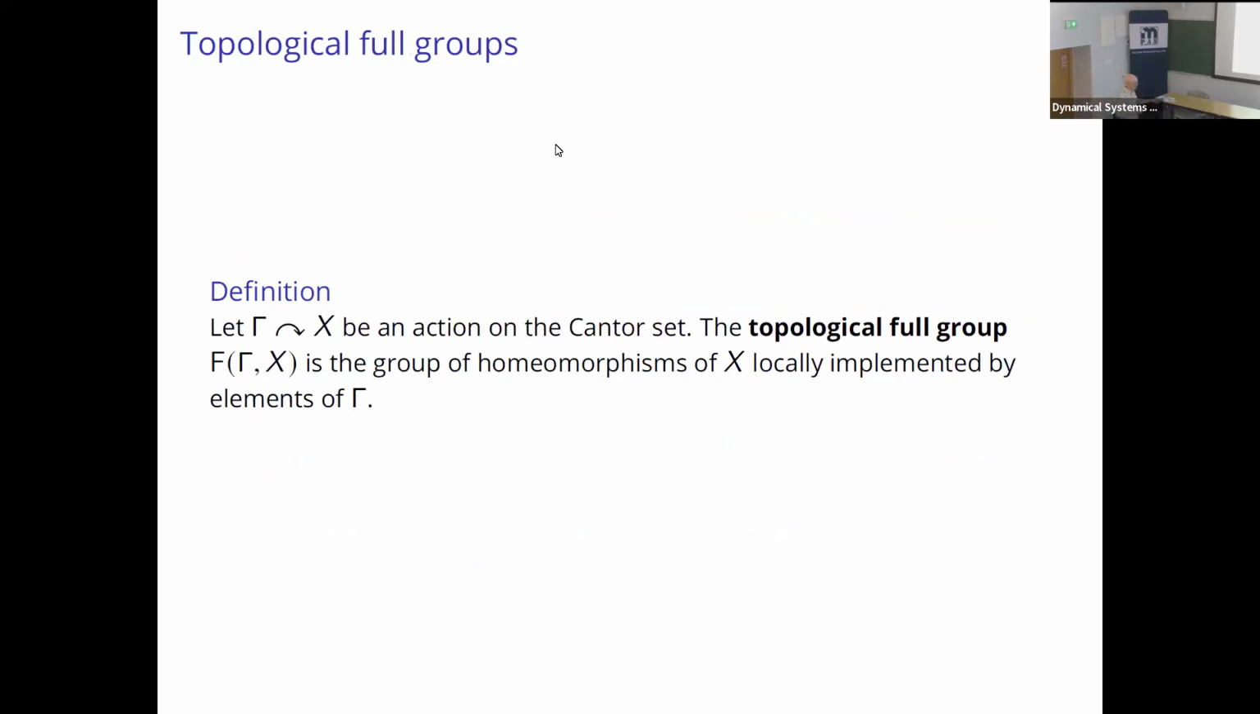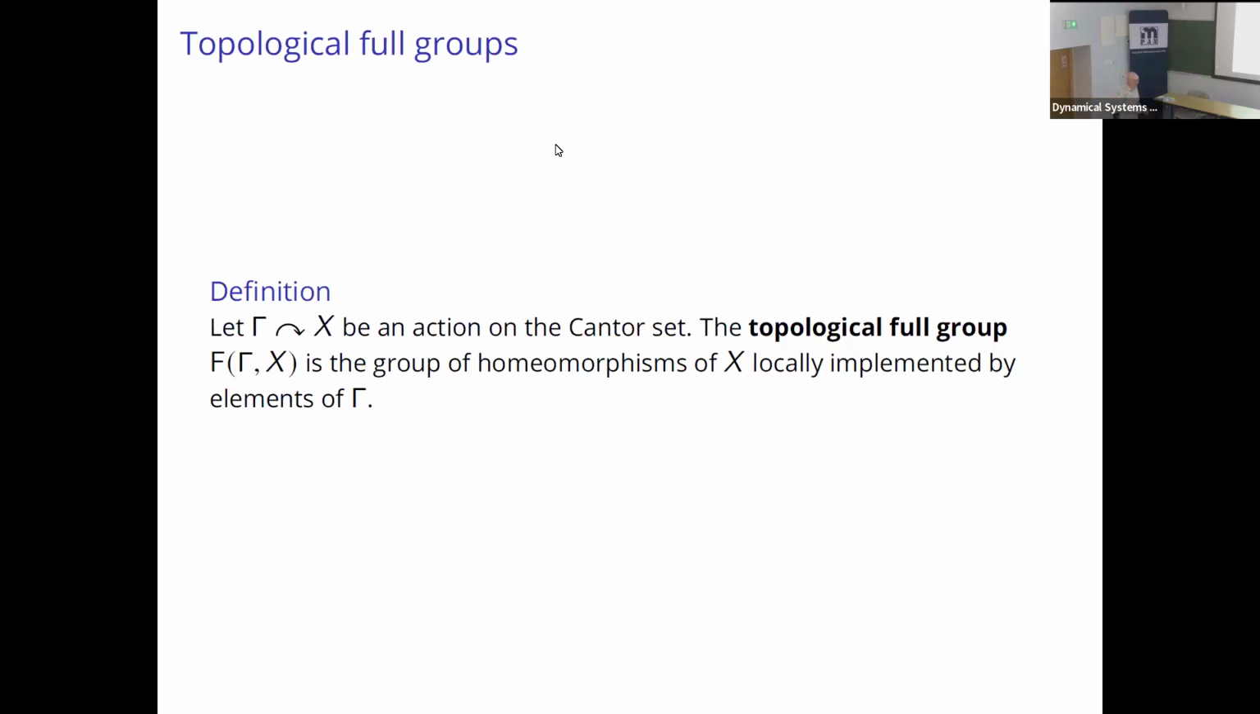We've seen this appear a couple of times already this week here. So if you have an action on the Cantor set, I'm calling the group now gamma because they're groups at two different levels. It gets a little bit confusing here. So gamma is another discrete group acting on the Cantor set. The topological full group is a group of homeomorphisms of X that are locally implemented by elements of gamma. So any homeomorphism that admits a clopen partition so that on these elements, it's an element from gamma itself that's implementing that. Yeah, so this is the full group.